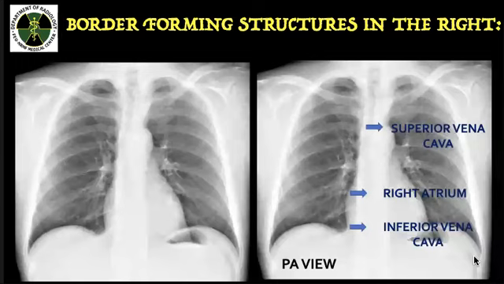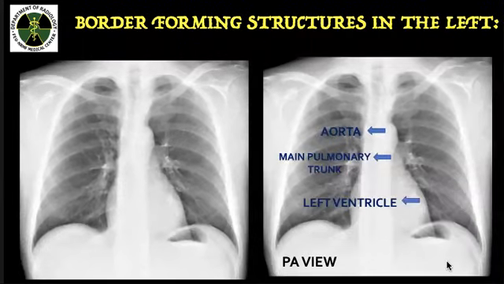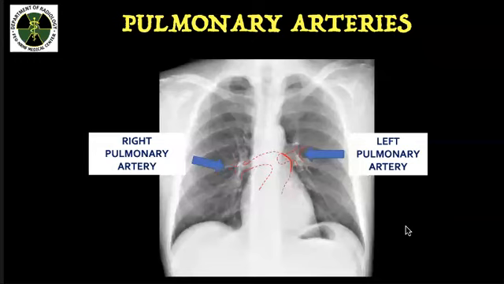So again, what are the border forming structures in the right? So your superior vena cava, your inferior vena cava, and then the right atrium. So these are your border forming structures in the right in your posterior anterior view chest radiograph. And then the border forming structures in the left. So we have the aorta in here, your main pulmonary trunk, and then the left ventricle. In your posterior anterior view chest X-ray, these are your border forming structures in the left. So take note of this. This is very important.